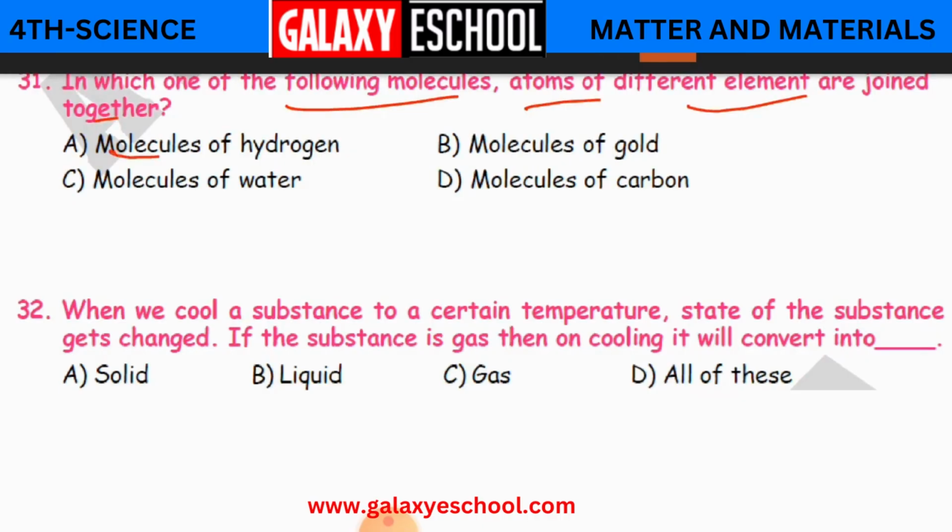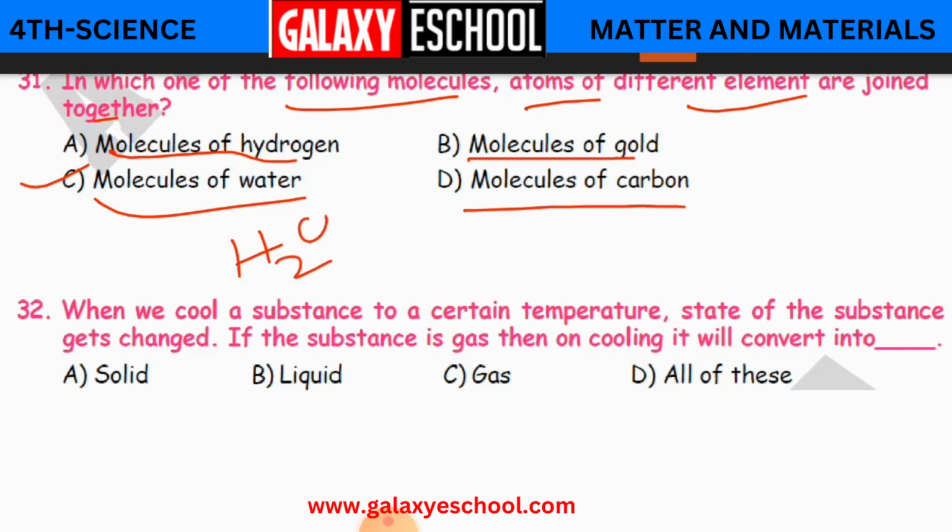Okay, is it molecules of hydrogen, molecules of gold, molecules of water, or molecules of carbon dioxide? The answer is molecules of water, because molecules of water is what? H2O. H2O is 2 hydrogen and 1 oxygen. So that is why we have two different atoms of different elements. Hydrogen is one element, oxygen is another element. So we have this in molecules of water.